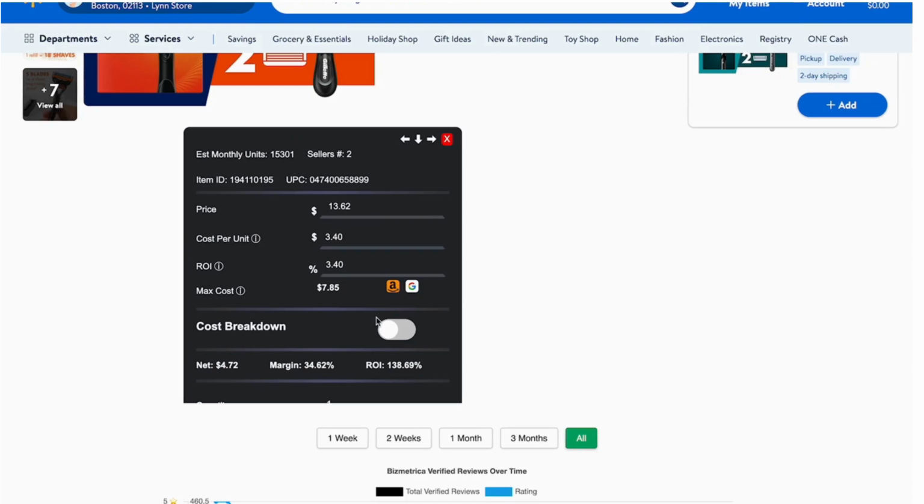The Bismetrica calculator allows you to calculate profitability on any listing in a few seconds. Within the field of view, you can see estimated sales, how many sellers are on the listing, and the item ID and UPC of the product.